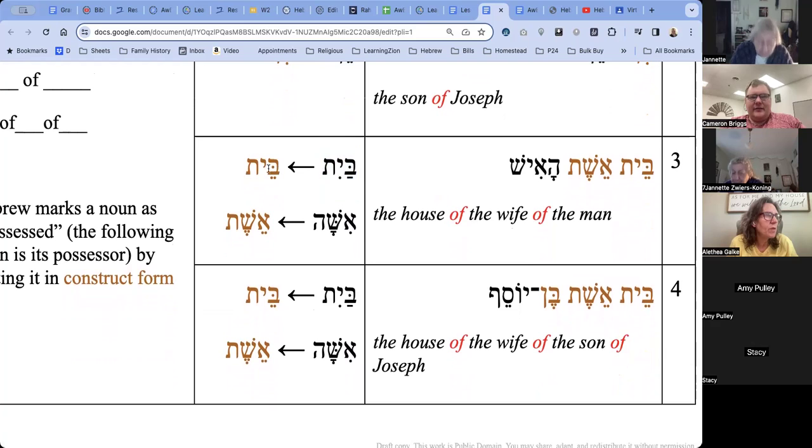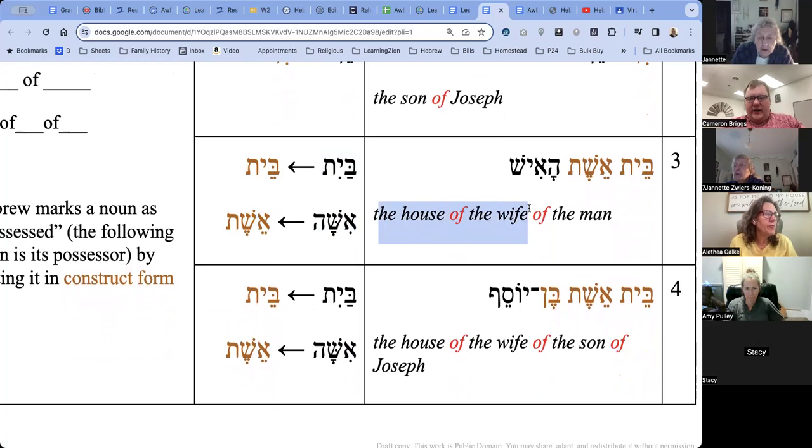Bayit, beit, and then Isha, Eshet. So the house of the wife of the man. So both of our first nouns are going to change over since they're both construct in that case, because we're chaining them together. Beit Eshet Ha'ish.